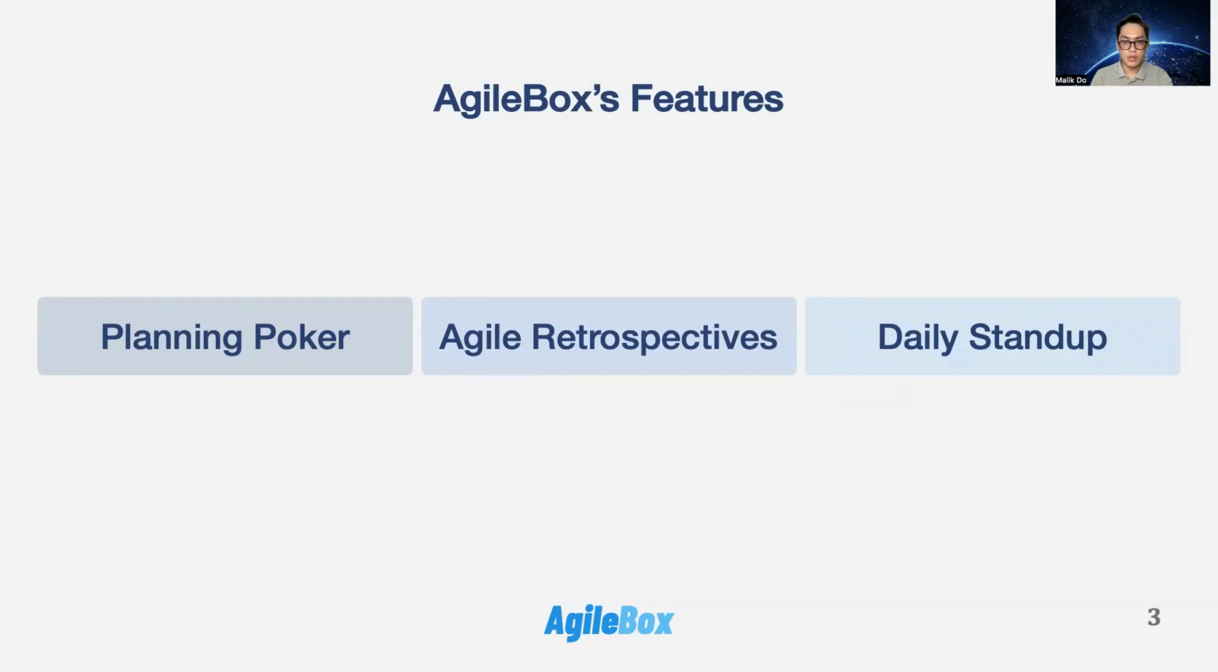These three features support almost all parts of a sprint, including planning poker in sprint planning, retrospective meeting in the retrospective step, and daily stand-up during the execution step.